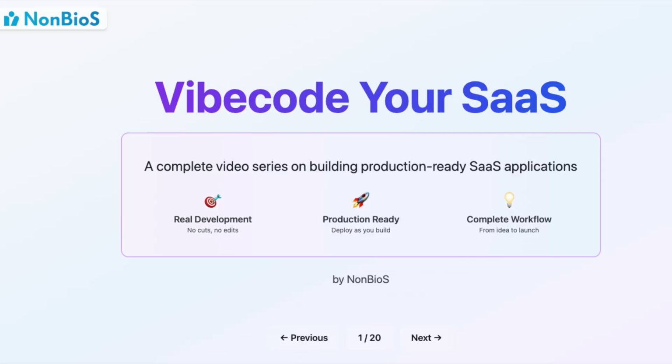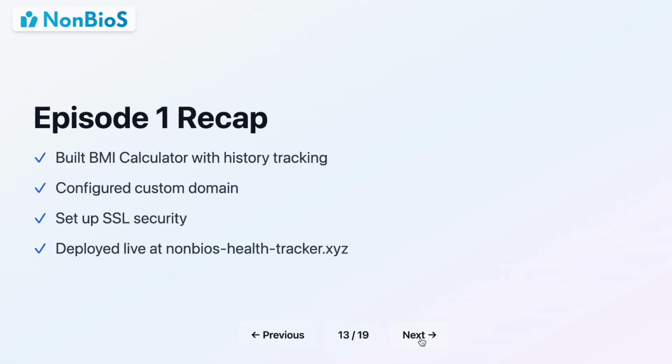I'm continuing the journey of building our health tracker application on NonBioS. In episode 1, we went from idea to deployed MVP. We built a BMI calculator with history tracking, configured a custom domain, set up SSL, and got everything live at NonBioS Health Tracker.xyz. But here's the thing.